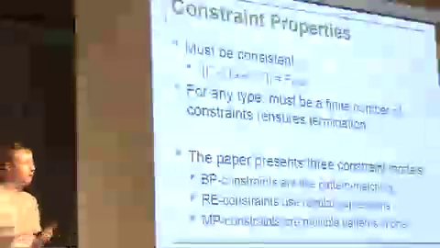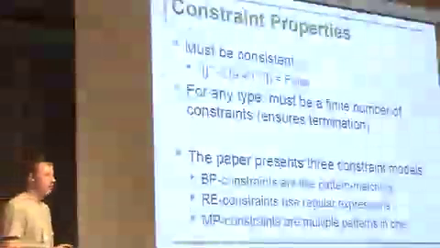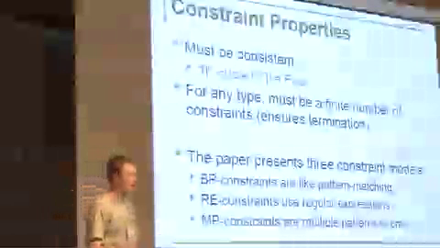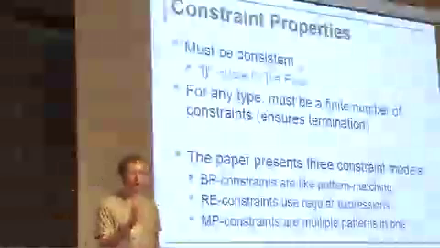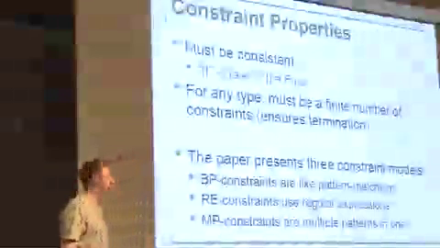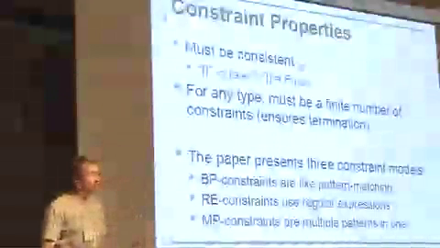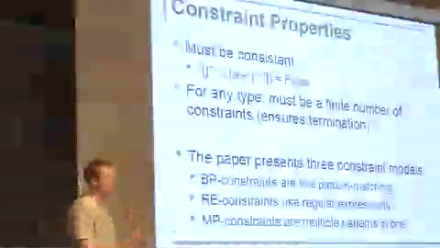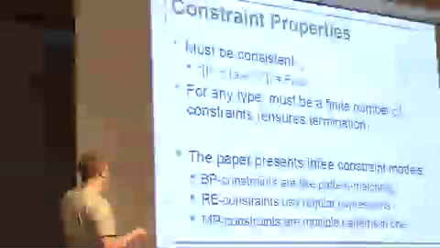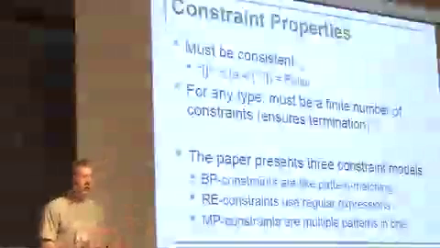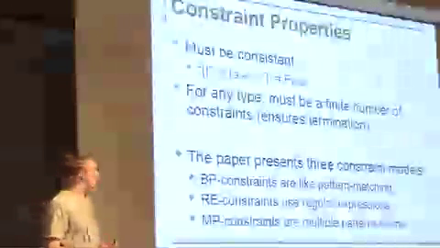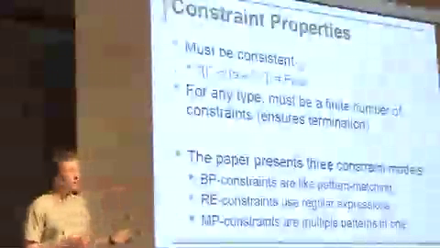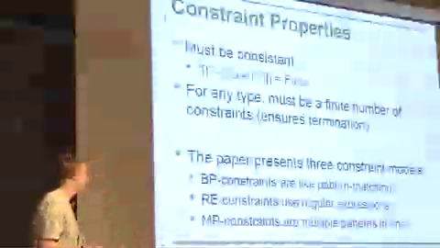You then have some properties on constraints. So constraints must be internally consistent. If you say, I want this value to be a cons, and then you say, I found out this value is a nil, then it must be false. And you also must have a finite number of constraints for any given type, so that you can guarantee termination.